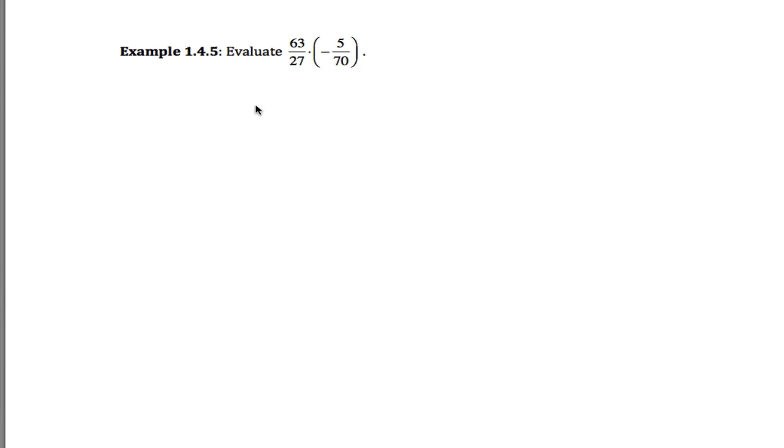Anyways, the way we will do this is similar to what we've been doing. We're going to find the prime factorization for all of the numbers involved. For 63, 27, 5 if you want, and 70.